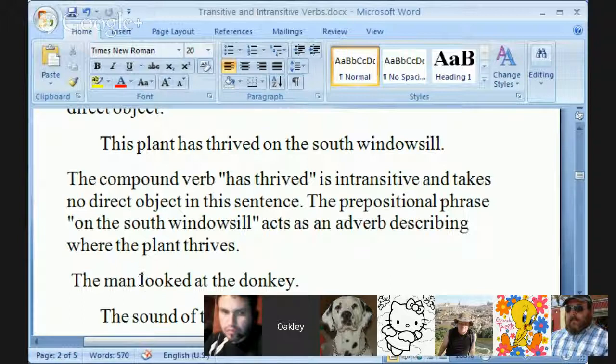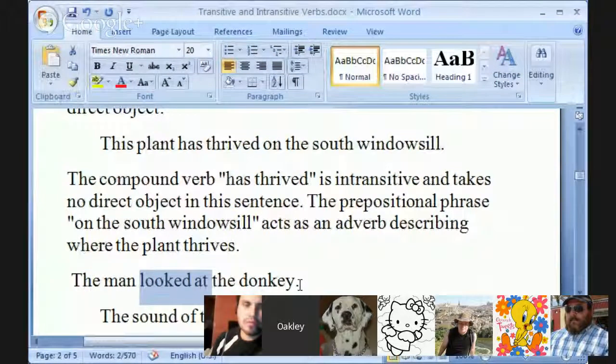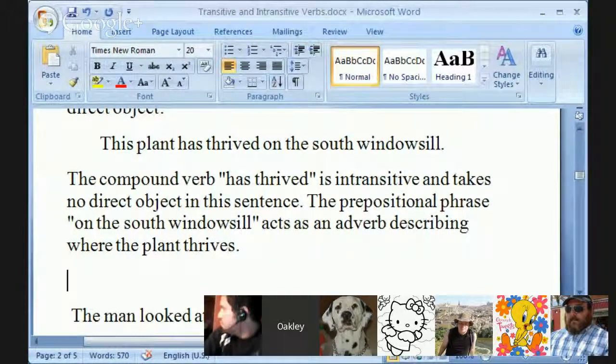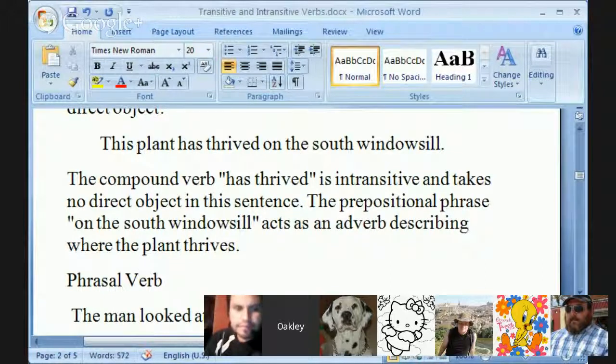Now this is where it gets tricky. This is an excellent question, actually. Did the action, the man looked at what? This is very tricky. Heidi brings up an excellent question here. Why? Because we have to be aware of phrasal verbs in English, of which there are roughly a gazillion. So if you have a phrasal verb, you have to be aware of it.